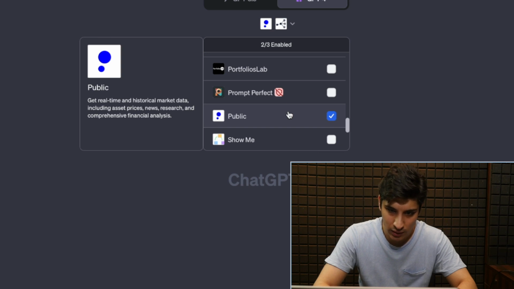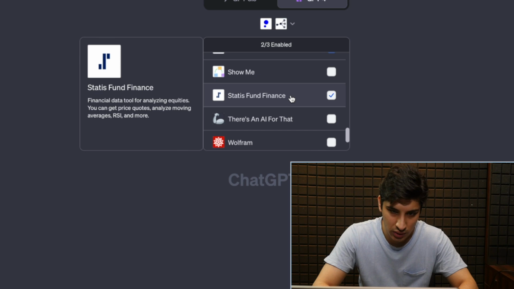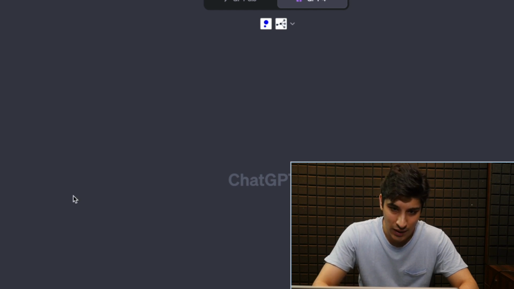We'll use that. I use Public a lot, which gives you real time and historical market data, and it'll also include information from the news. So that's good. There's Status Funds Finance, which will analyze equities for you. So if you want to analyze any data, Status Fund Finance is pretty good for that.